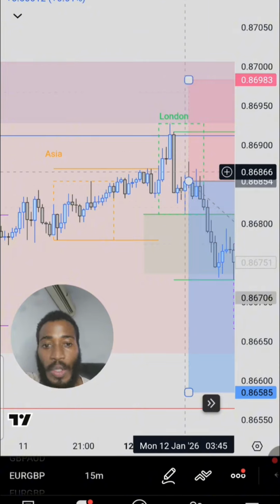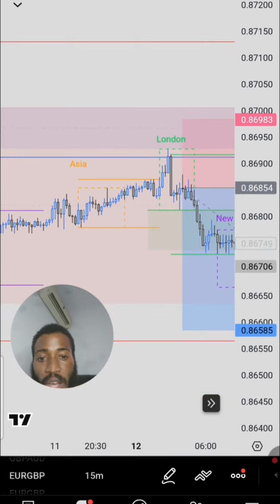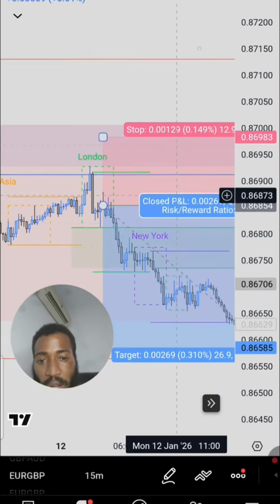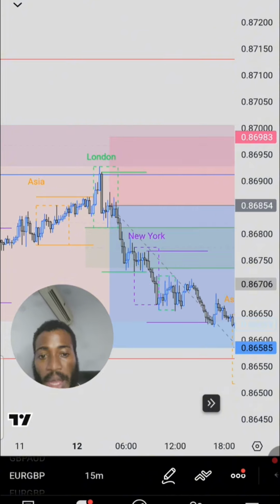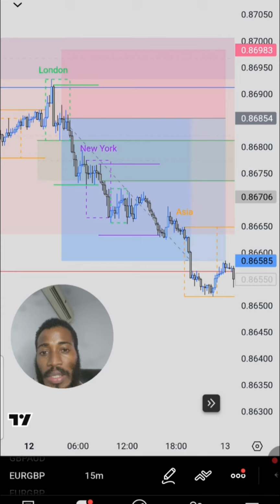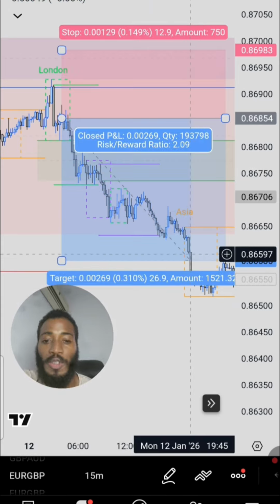I took the trade short right here. I put my stop some distance above the high, and I was targeting 2R. I was in this trade for a few hours. I entered it during London session Monday morning, and I hit take profit almost 24 hours later during Asia session on Tuesday.